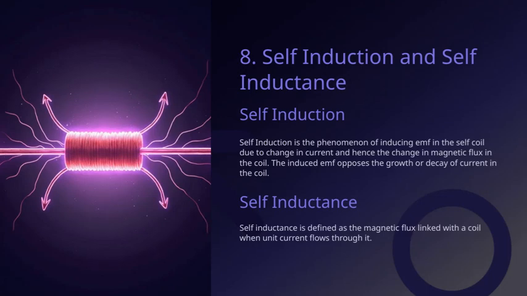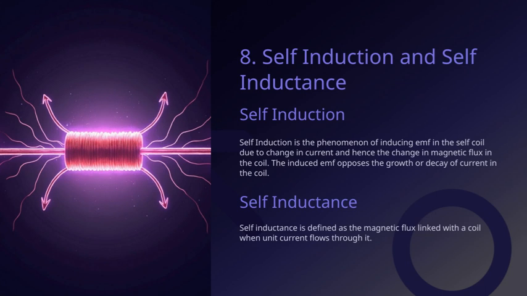Self-inductance is defined as the magnetic flux linked with a coil when a unit current flows through it. Think of it as a measure of how much magnetic field is generated by the coil per unit of current. Now, when we talk about self-induction, we're referring to the phenomenon where an electromotive force, or EMF, is induced in the same coil due to a change in its own current. This change in current causes a change in magnetic flux within the coil. What's really interesting here is that this induced EMF opposes the change in current, so it acts like a kind of resistance to sudden increases or decreases. This opposition is what we call self-induction.